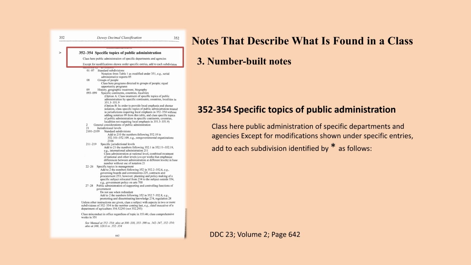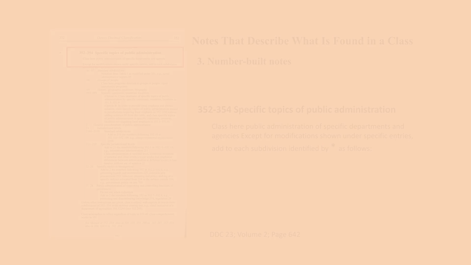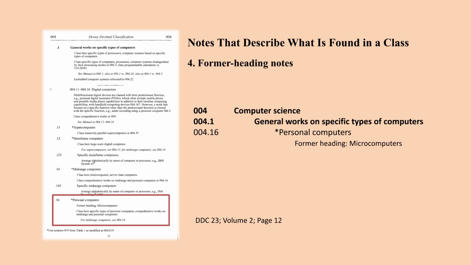The next one is subcategory 4, that is former heading notes. As we have mentioned, former heading, as the name suggests, in the previous edition the name was something different, and in the present edition the name has been changed. So the example we will get in page number 12 of volume 2 of the 23rd edition of Dewey Decimal Classification.